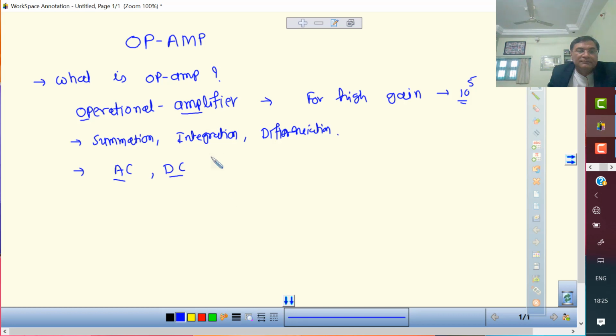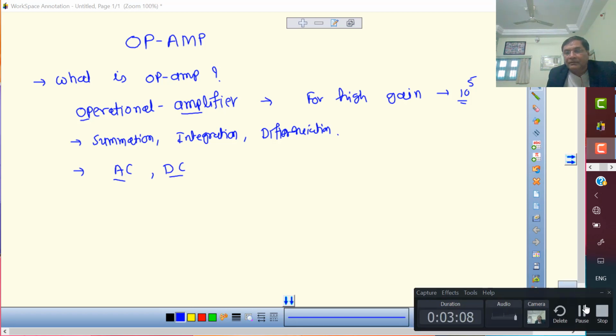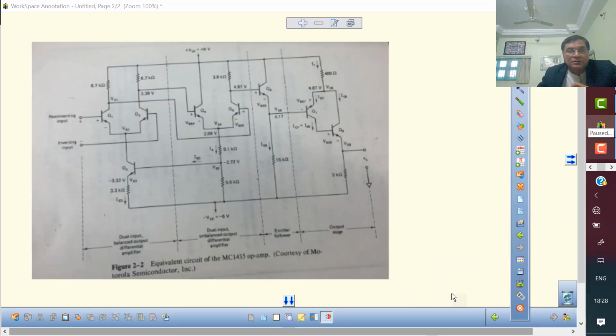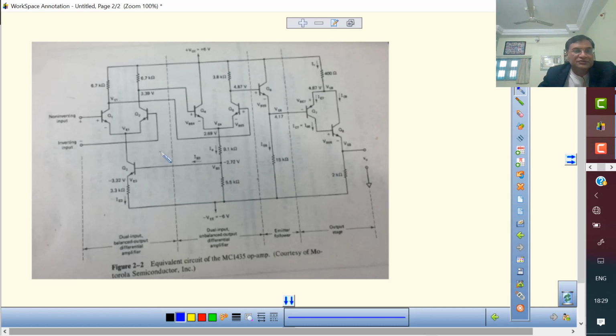If you see the construction of op-amp, there are so many transistors. I have taken this figure from Operational Amplifier by Ramakant Gaikwad. It is actually made of 4 different blocks that we'll discuss.